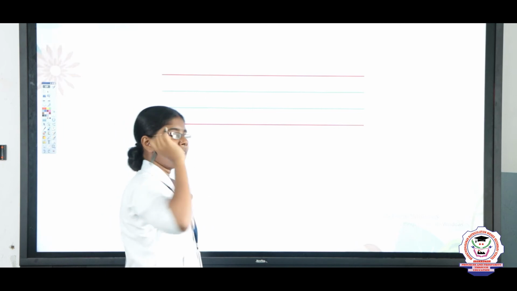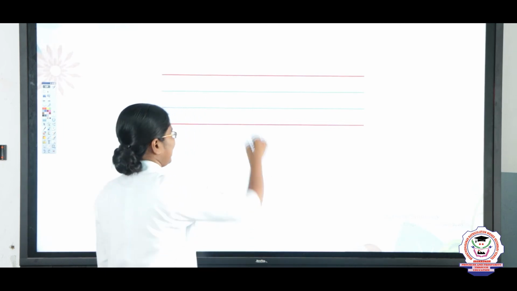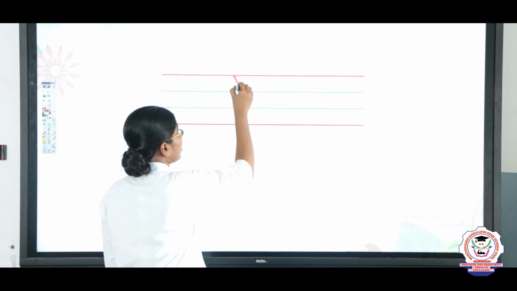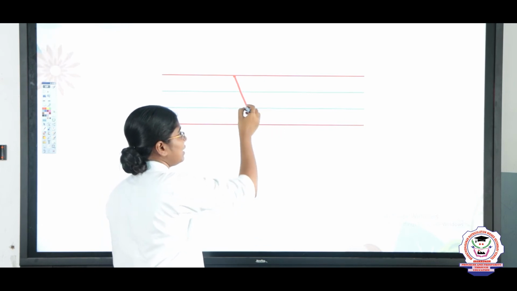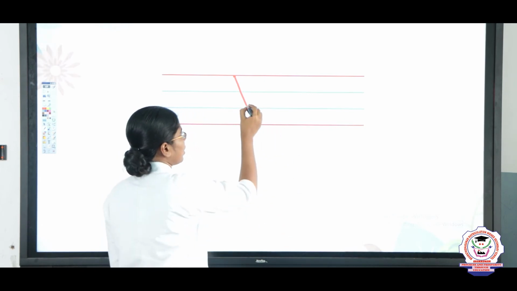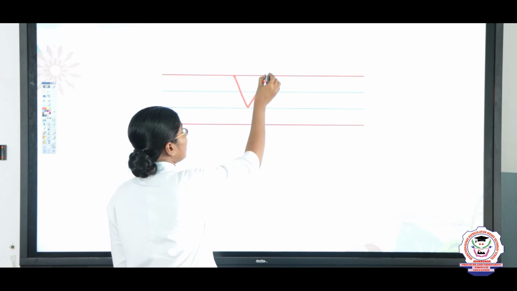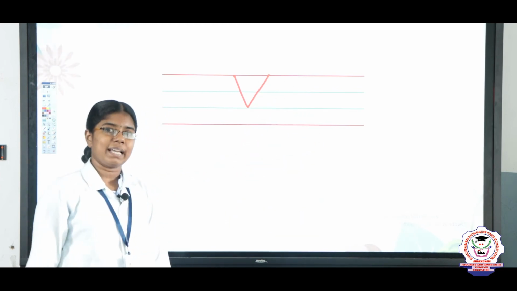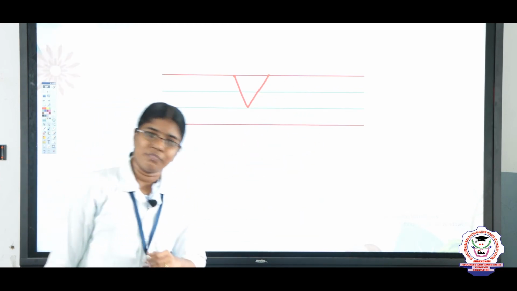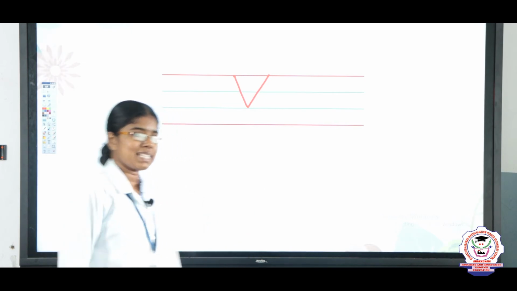Keep your pencil on the top red line again. From here, draw a slanting line till the third line without lifting your pencil. Go up and touch the top red line again. This is the letter V. What letter, children? Yes, V. Good.